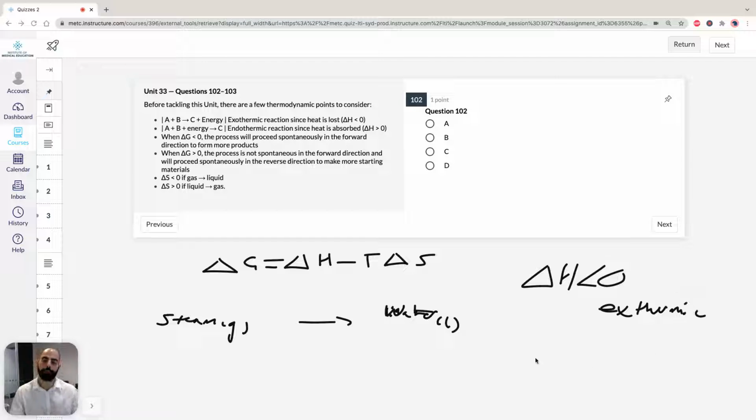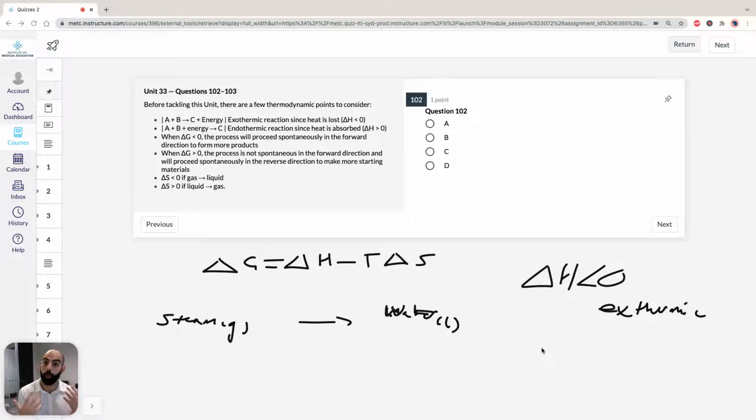Now let's think about it in terms of entropy. Is it going to be more ordered or disordered if it goes from a gas to a liquid? Well, it's going to be a lot more ordered because the particles are packed more tightly in a liquid. In a gas it's all over the place, whereas a liquid is more ordered. So if it's more disorder, the entropy is going to be greater than 0.